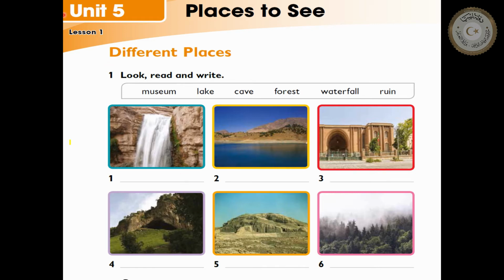So unit 5, places to see. Lesson 1, different places, and we have here some words in the box. They are the words of different places. Again, museum, lake, cave, forest, waterfall, and ruin. We can see here also some pictures.